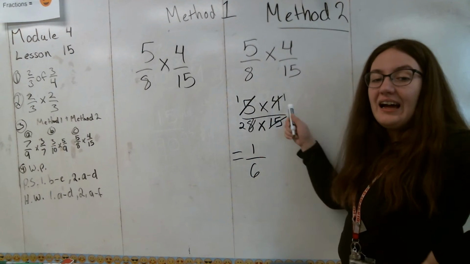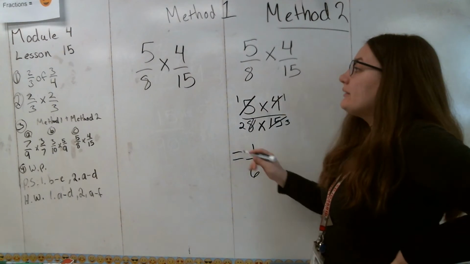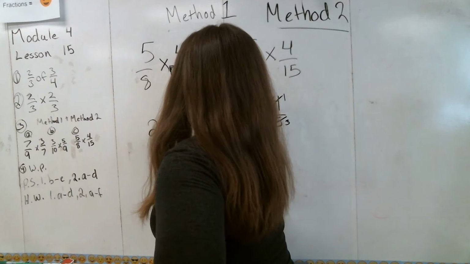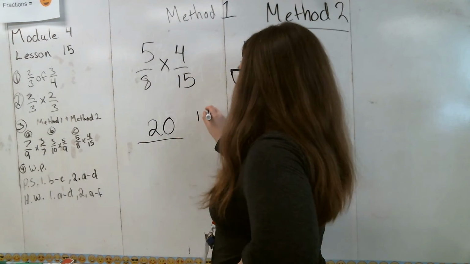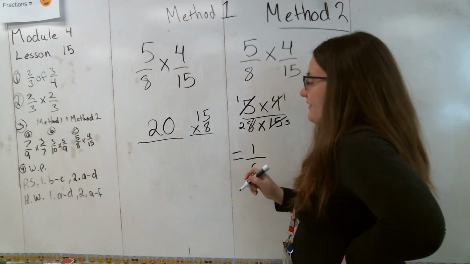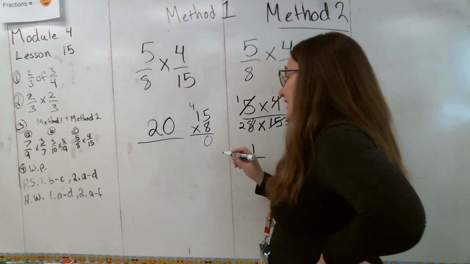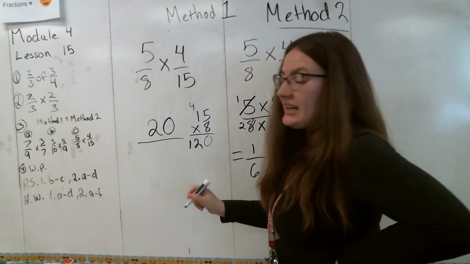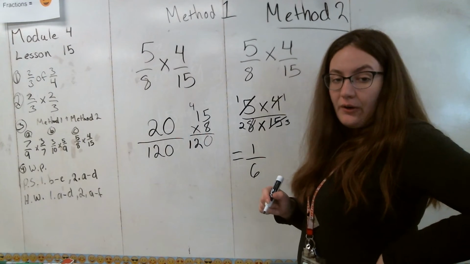And this is a lot easier than trying to do 8 times 15 and then dividing everything. Because what will happen over here is I'm going to have to do 5 times 4, which gives me 20. And then I have to do 8 times 15. I don't know about you, but I don't know my 15 facts too well. So if I have 5 times 8, that will be 40. And then 1 times 8 is 8. And then 8 plus 4 is 12, so that's 120. So then I'll have 20 over 120 like so.